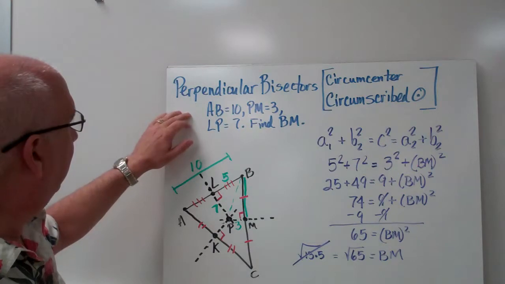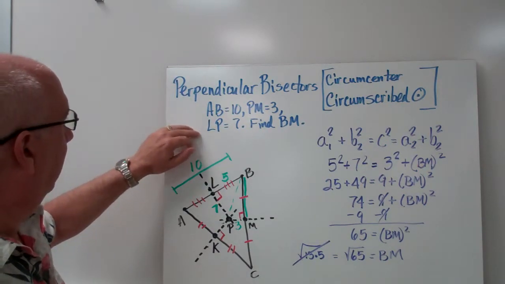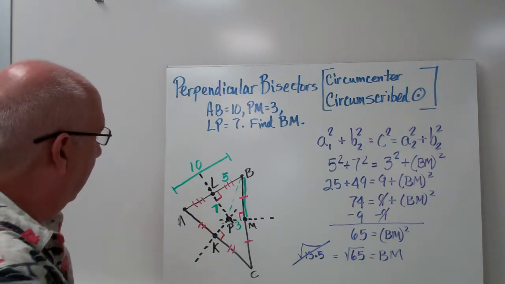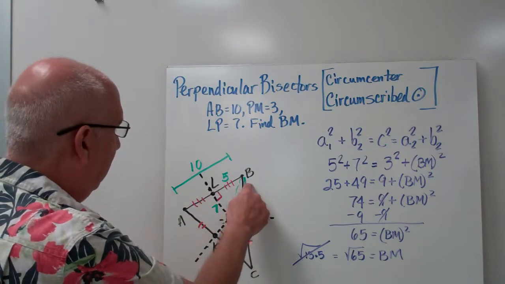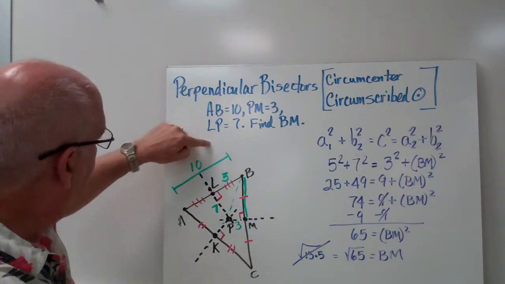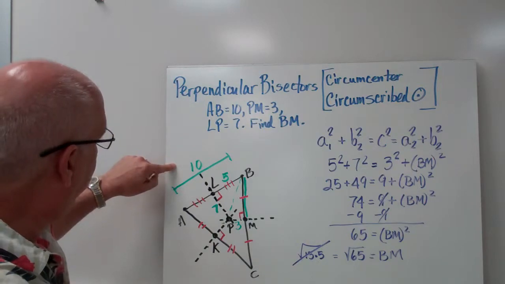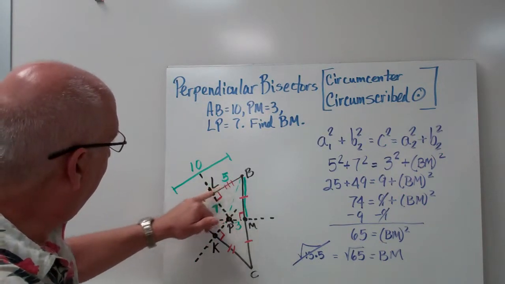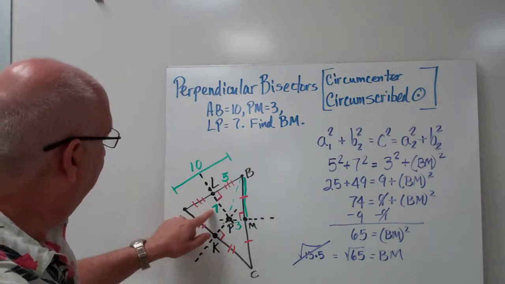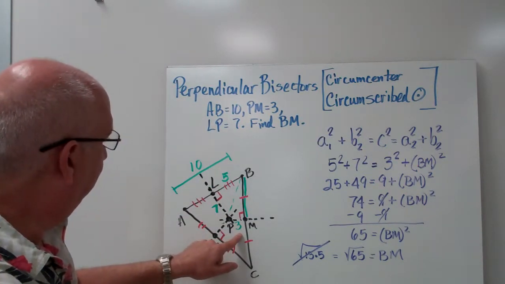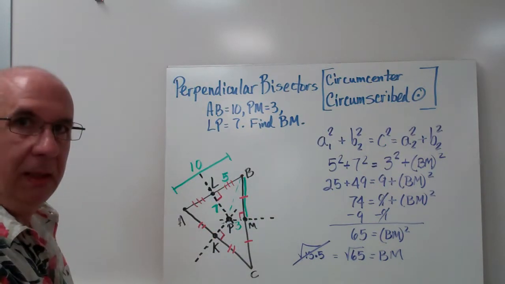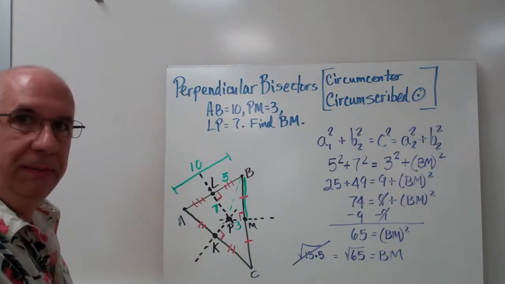Now, I'm told that AB is 10, PM is 3, LP is 7, and I'm to find BM. I'm looking for BM, this distance right here. Well, I'm told that AB is 10, so that means this segment right here is going to be half of this, or 5. I was given this is 7, and this is 3. If I connect points B and P, it forms 2 right triangles.